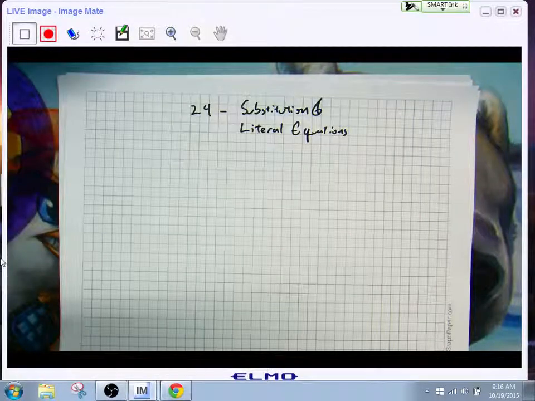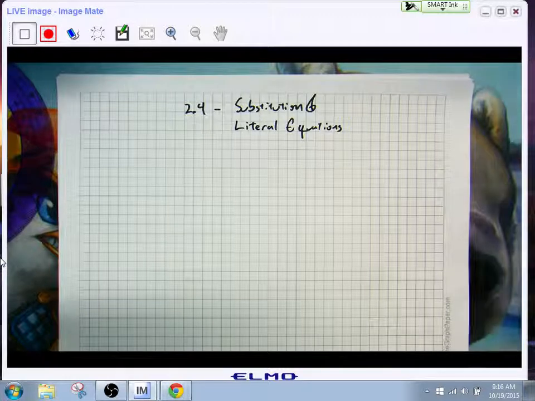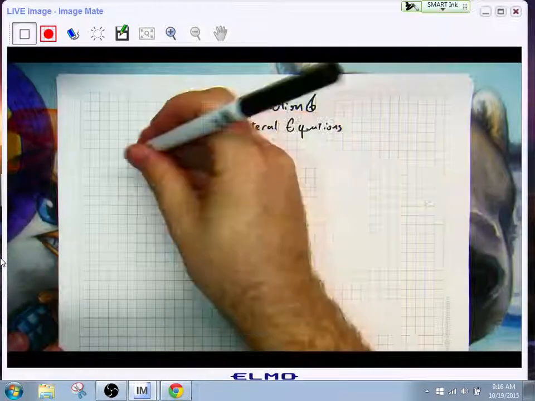All right. So this is going to be mostly review. We've touched on both substitution and literal equations before, but like the problems that we saw in the quiz on Friday, your homework tonight is going to feature a lot of those same concepts. They're just going to do it in a little bit more of a complicated manner. So I want to start with substitution.